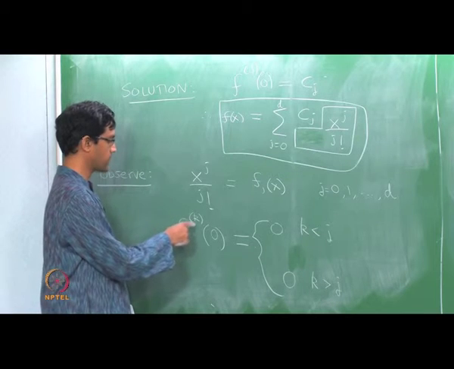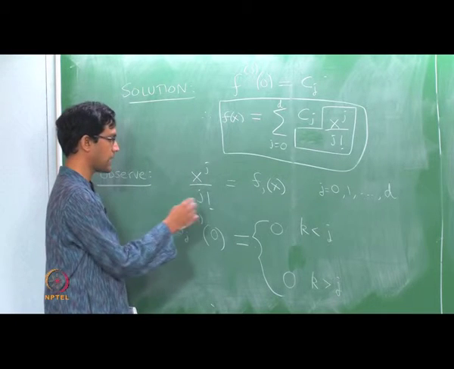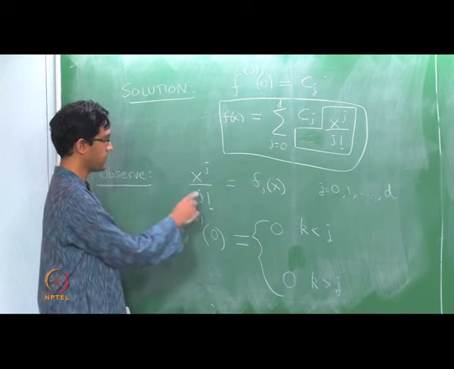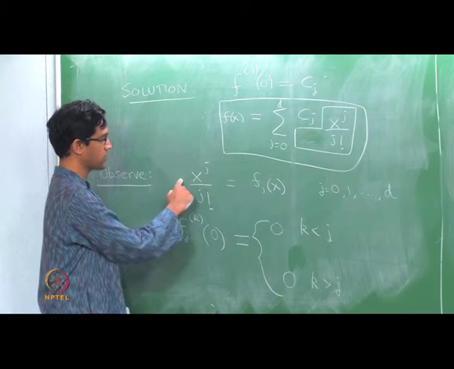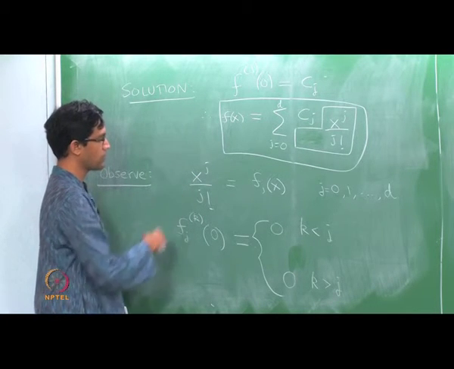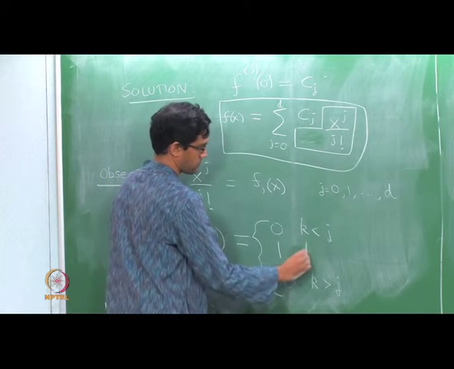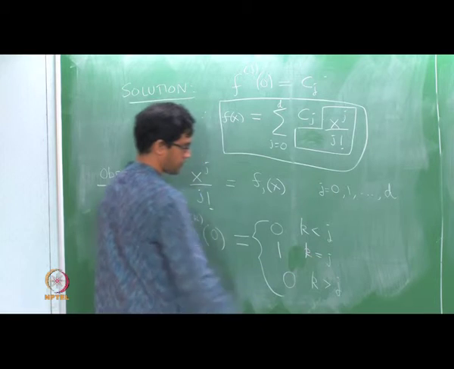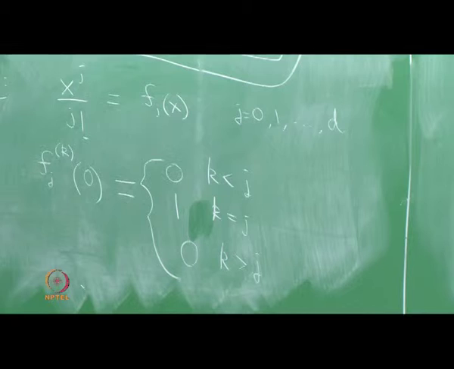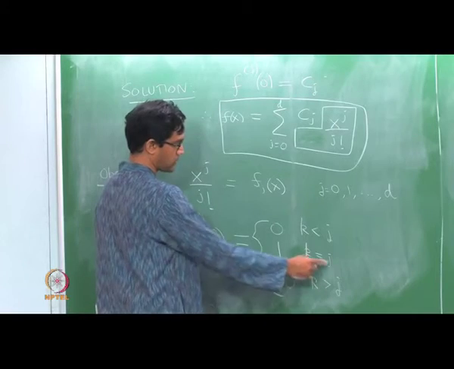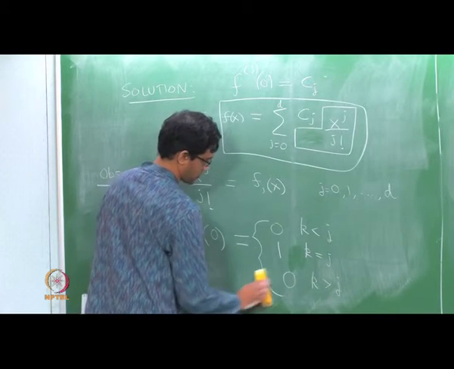But if you subject it to exactly j derivatives, then this is going to give you j into j minus 1 into j minus 2 and so on, each time you take a derivative, and when you plug in x equal to 0 you will get exactly 1. So let us just rewrite this: the k-th derivative of fj at 0 is 1 if k equals j and 0 if k is not equal to j.